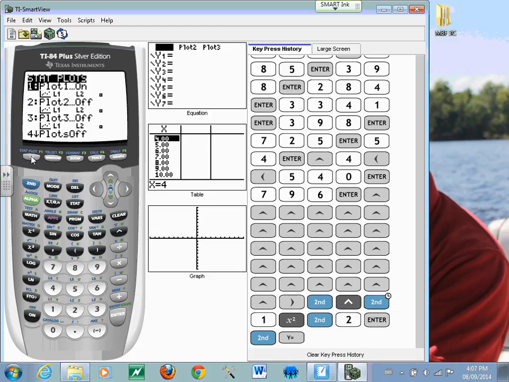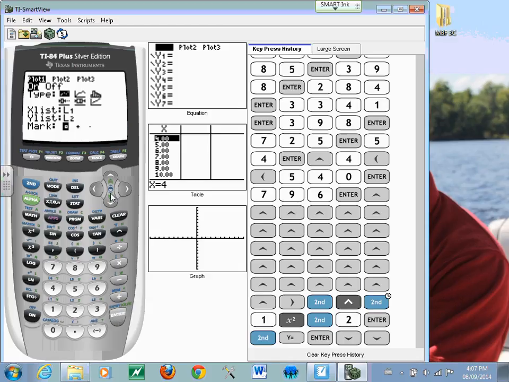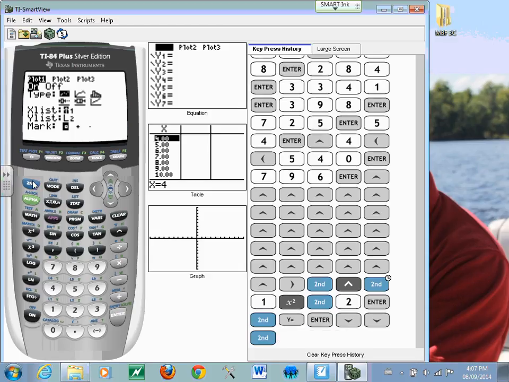Okay, stat menu, choose to plot. Plot 1, make sure L3 appears beside X list. So we got to go in here first, so press enter. And then we're going to change some things here. So beside X list, we want to have L3. So in order to do that, ladies and gentlemen, you need to go second and 3, and you'll see L3 appears. And we want to make sure L4 appears beside Y list. So go second and 4.